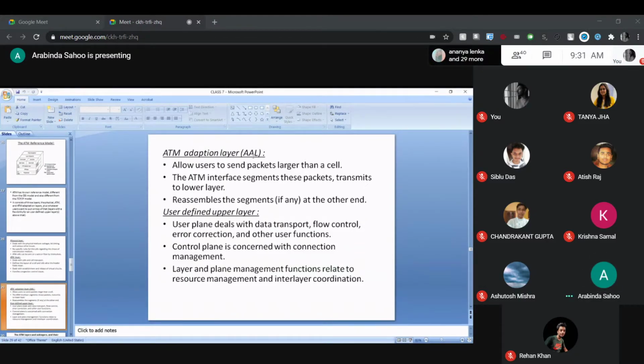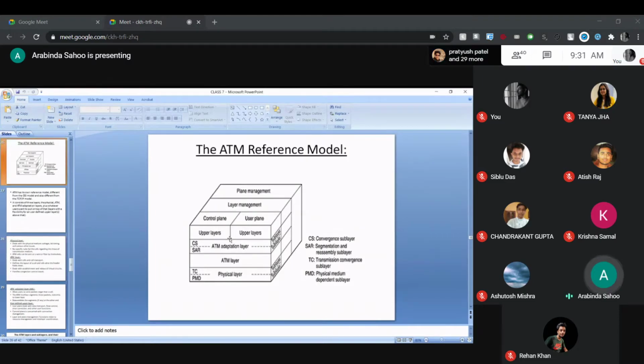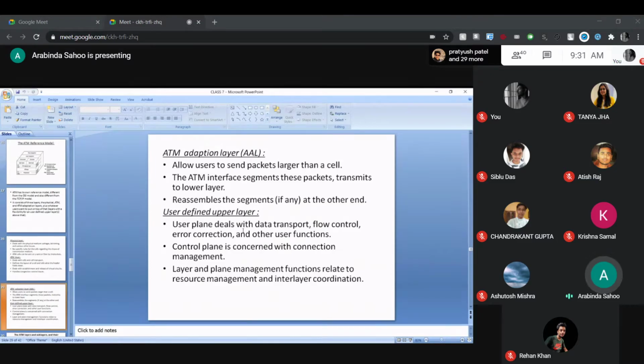The last layer, you can see, is your upper layer, which is basically known as your user defined upper layer. Write down: user defined upper layer. So what are the functions of the user defined upper layer? That is the fourth layer.